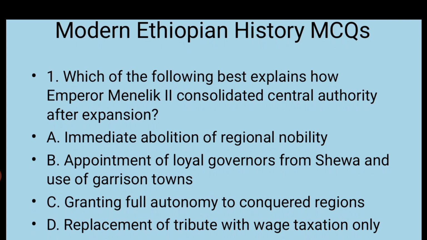Which of the following best explains how Emperor Menelik II consolidated A. Immediate abolition of regional nobility, B. Appointment of local governors from Shawa and use of garrison towns, C. Granting full autonomy to conquered regions, D. Displacement of tribes with wage taxation only. B. Appointment of loyal governors from Shawa and use of garrison towns. So his answer, especially during the period of territorial expansion, the newly incorporated regions were governed like this, okay?